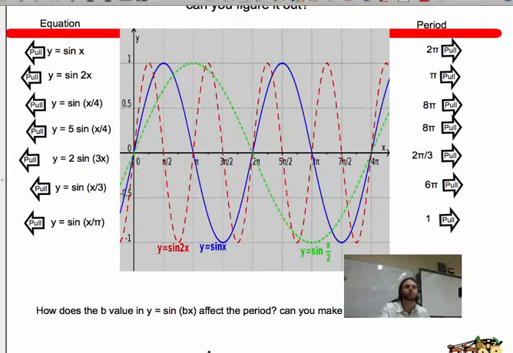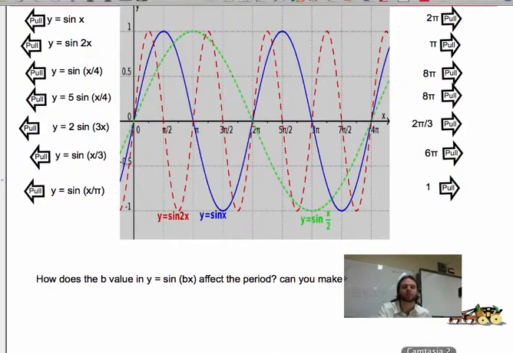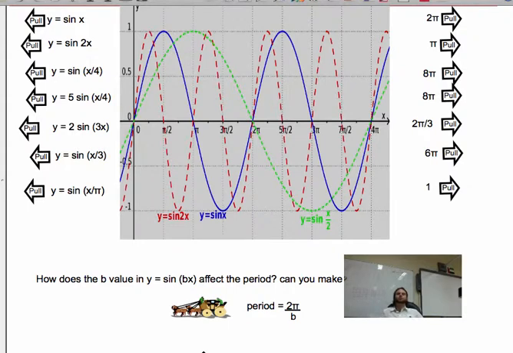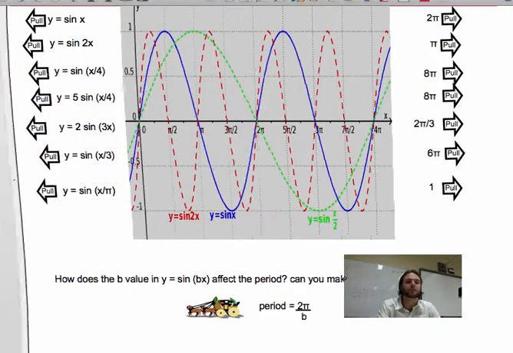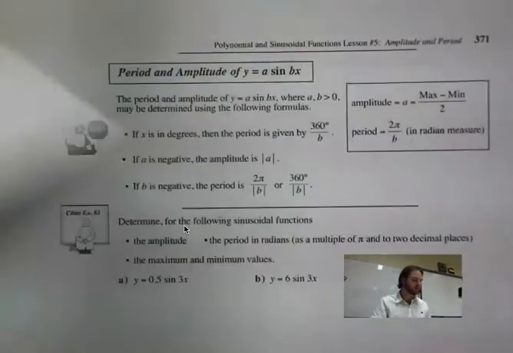Okay, welcome back. I hope you found out, and I'm going to give you the formula for period. So period is equal to 2 pi over b, all right? Okay, so now we looked at that. We figured out something for amplitude, and we figured out our formula for period. Let's now go and look at this here.